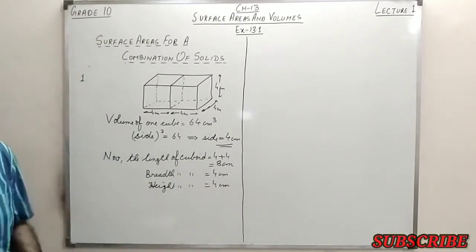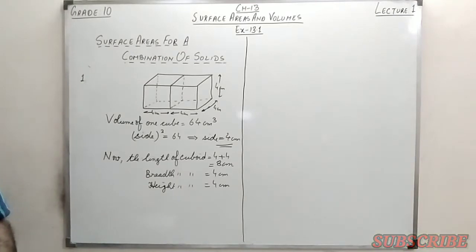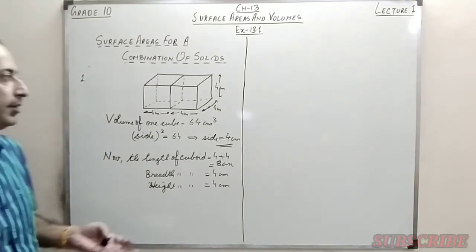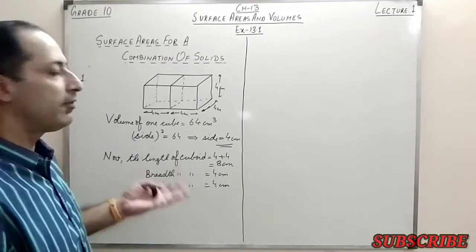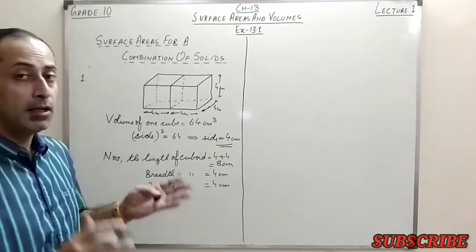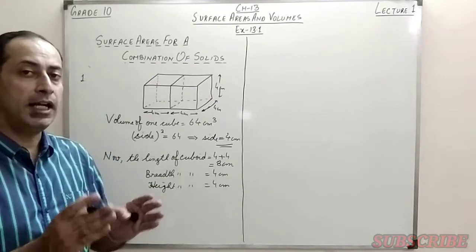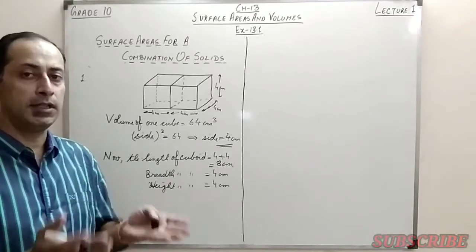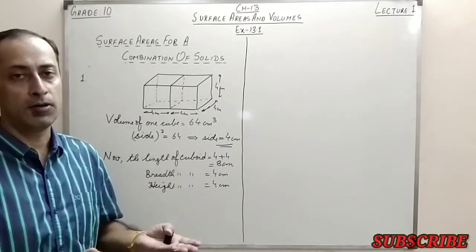Now, in the question they have asked, we have to find the surface area of the resultant cuboid. So, in this question, what we have to do? We have to find the surface area of the cuboid, but we cannot add the individual surface areas of the two cubes and find the answer. That will be a wrong thing, right?